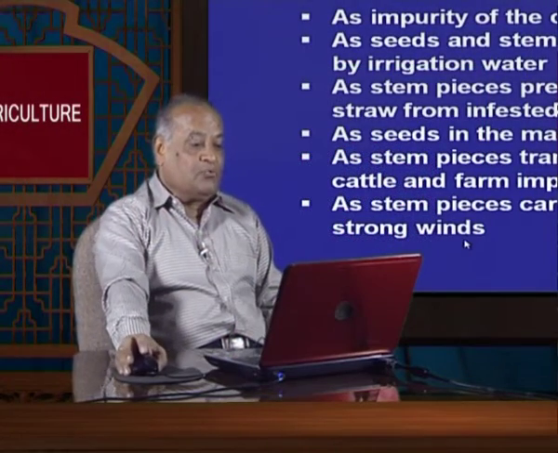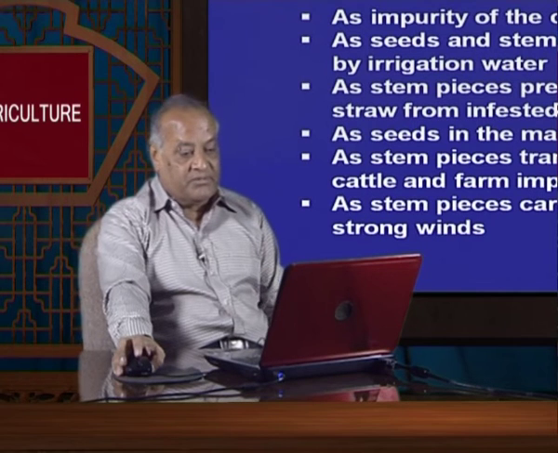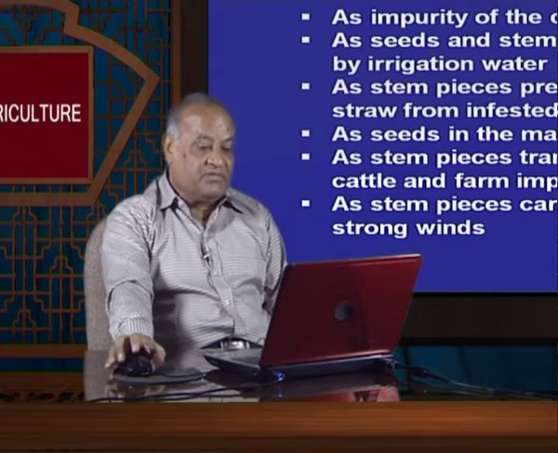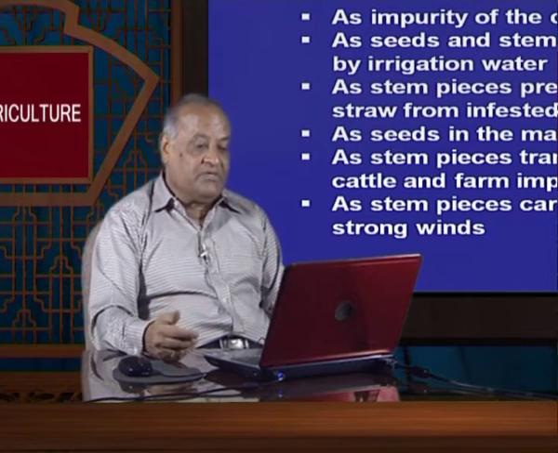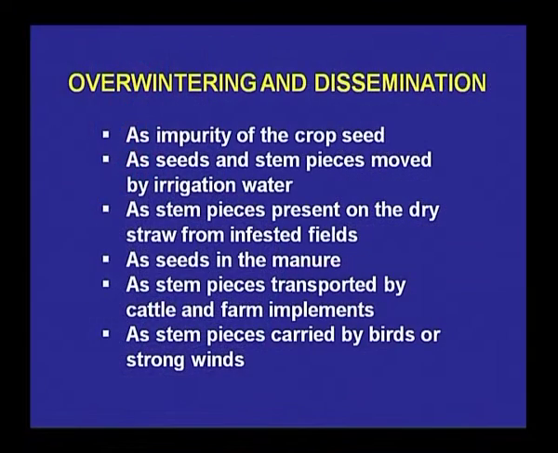Now, we come to know how they overwinter and disseminate, because it is very important for the survival of these parasites, how they survive in nature. Actually, as an impurity of the crop seed, the seeds of such parasites are very minute, very small in size, and they mix along with the crop seeds when they are grown in the field, and they grow along with the crops.